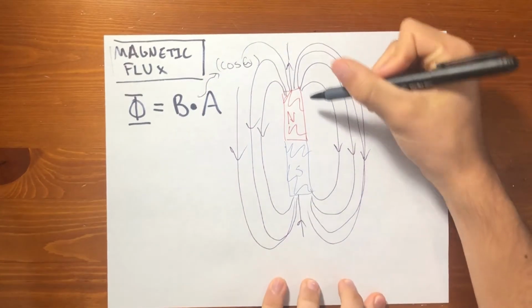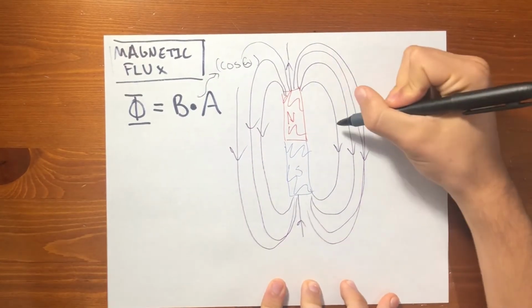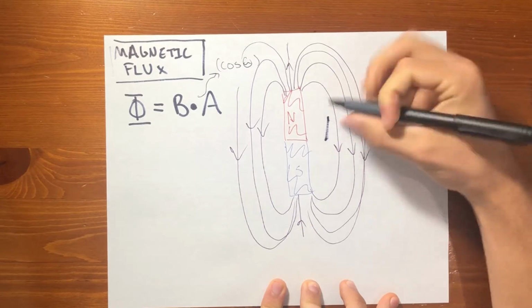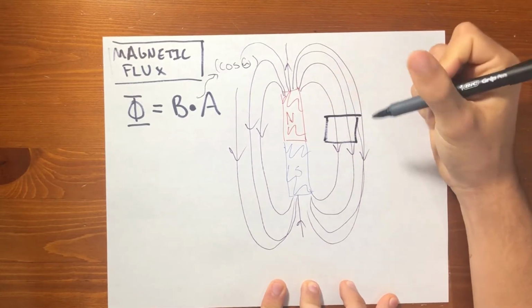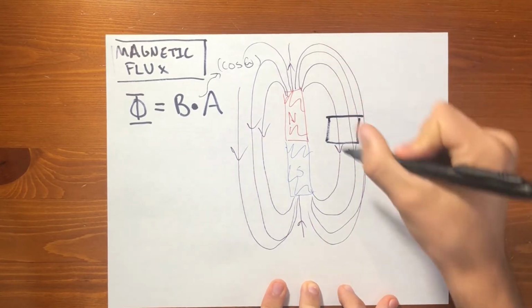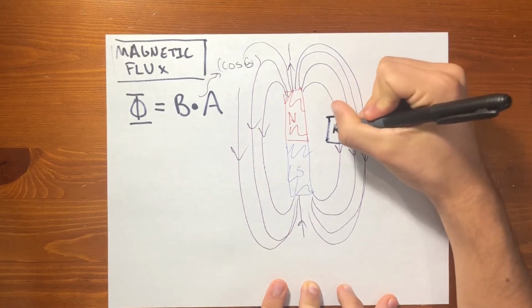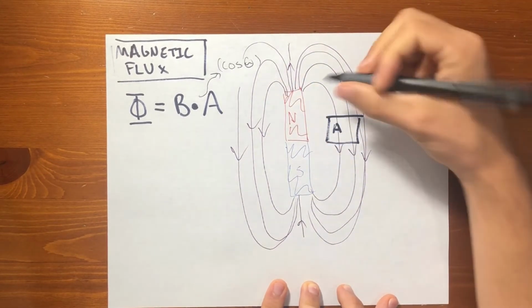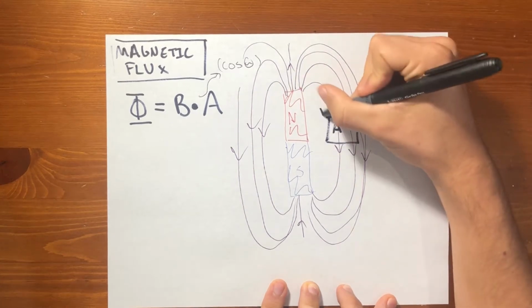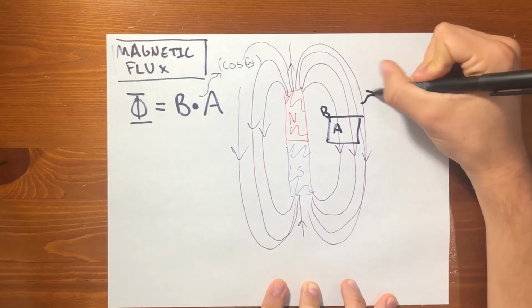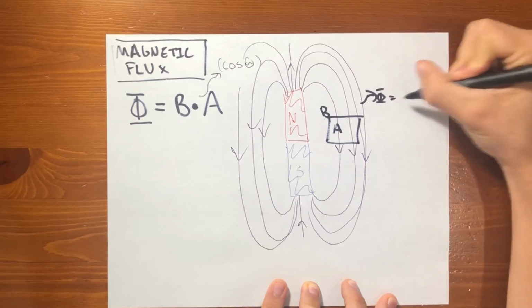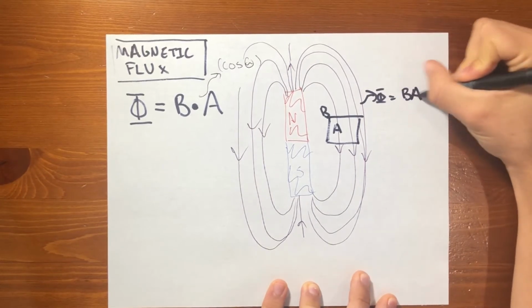Alright, here's a magnet, and here's our field line. If we take a given area, for example right here, and remember this is all in three-dimensional space, these lines are perpendicular to the surface of this area. It has an area A, and the strength of the magnetic field in this given area is B, right? So the flux will be equal to B times A.